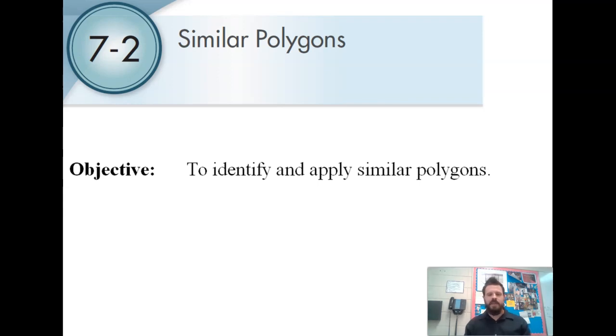Welcome back, everybody. Today in section 7.2, we're going to talk about similar polygons. We'll explain what that means in a second. It's going to build right off of the work we did in section 7.1 with ratios and proportions. We'll put those ideas to work with geometric figures today.